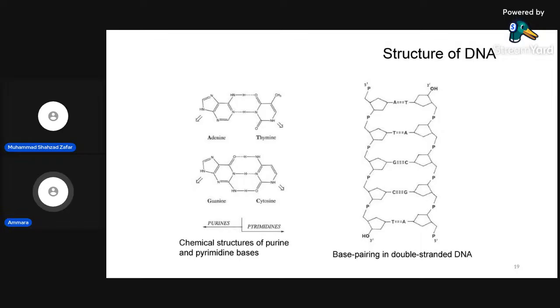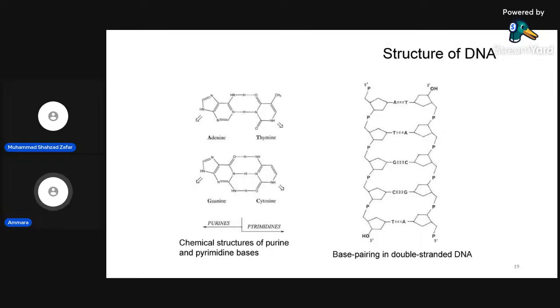If we talk about a single strand of DNA, both strands of DNA comprise a pentose sugar, that is deoxyribose sugar, plus a nitrogenous base attached on the first carbon and a phosphate group attached on the fifth carbon. But the two strands are connected through hydrogen bonds with one another.